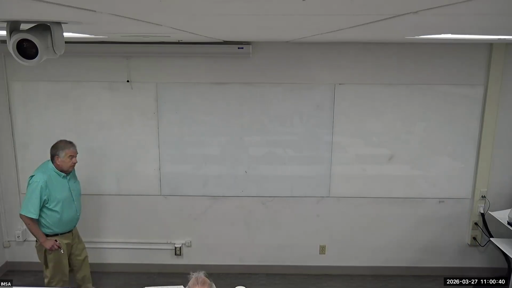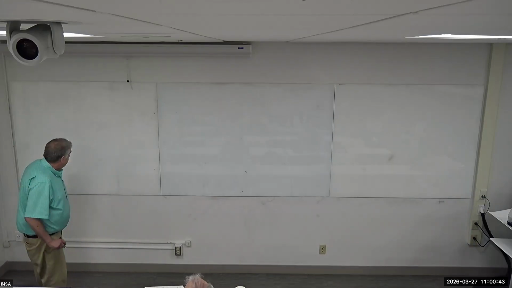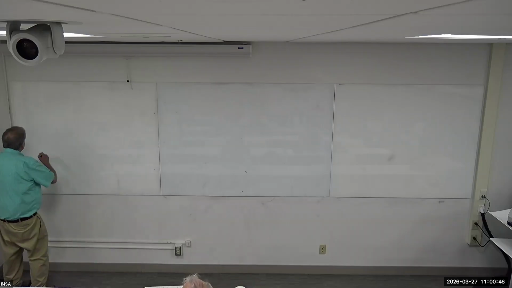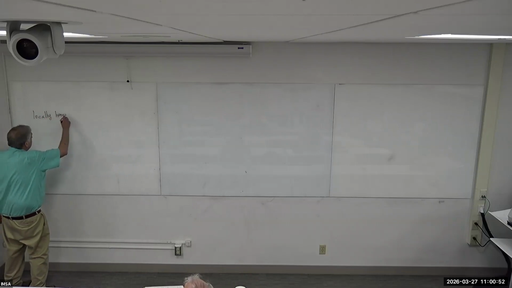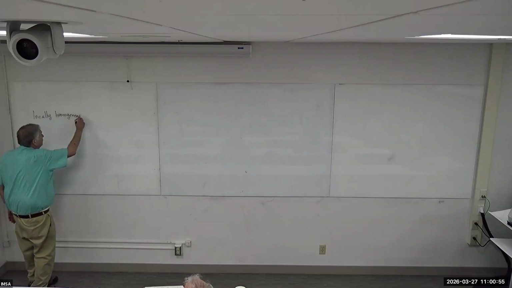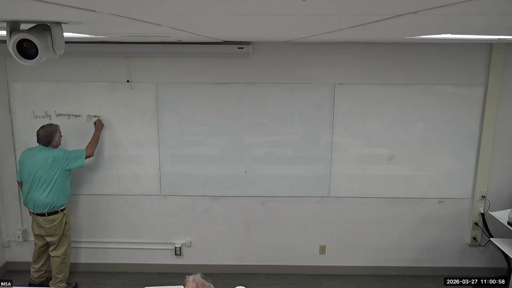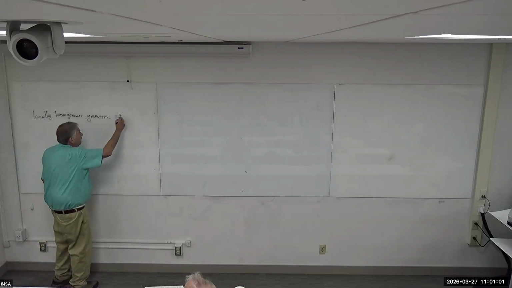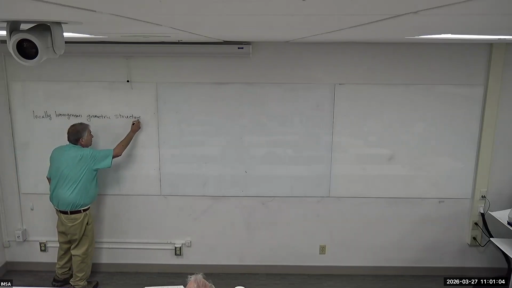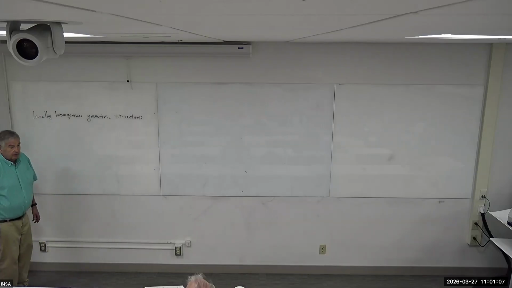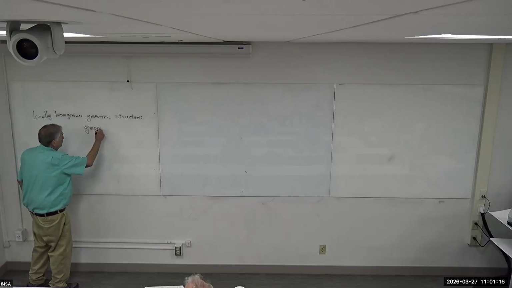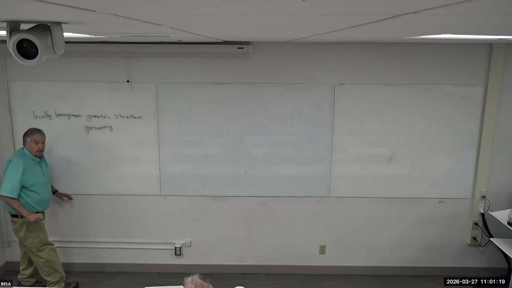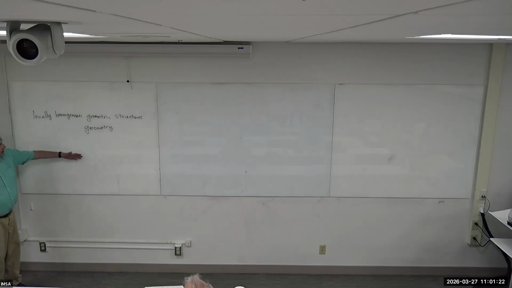So I'm interested in the classification of what I'll call locally homogeneous geometric structures. And these are going to be defined by a pseudogroup, namely ones that arise from a geometry. So this is a way of relating geometry and topology via group theory, via notions of symmetry.